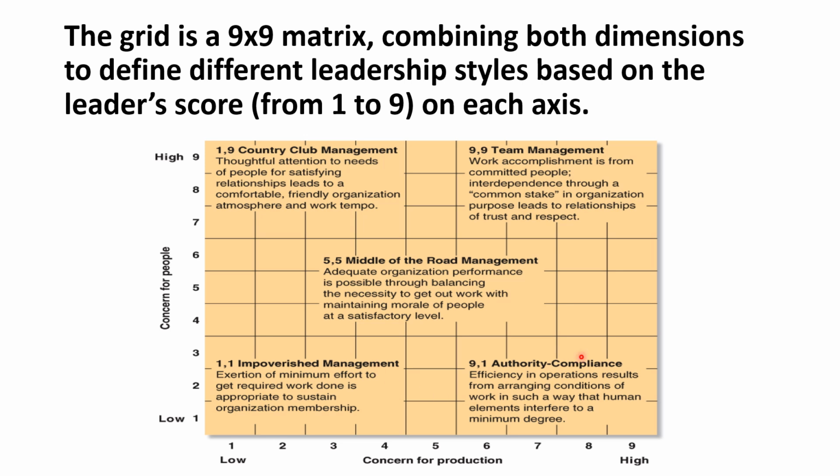There are 5 different styles described in this leadership model. This is 1-9 country club management, 1-1 impoverished management, 9-1 authority compliance, 9-9 team management, and 5-5 is called middle of the road management. Let's try to discuss in detail these slides and styles explained.